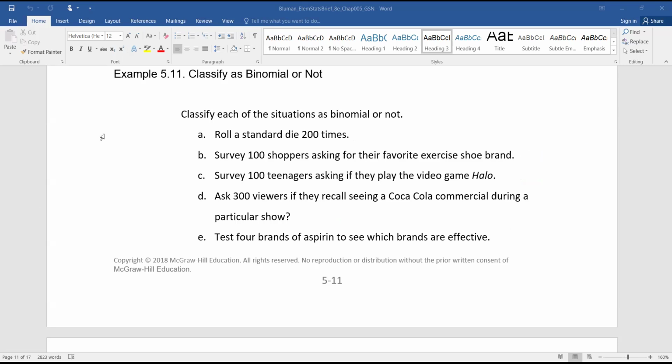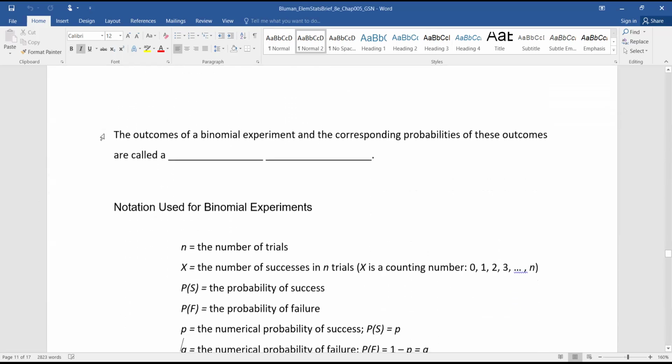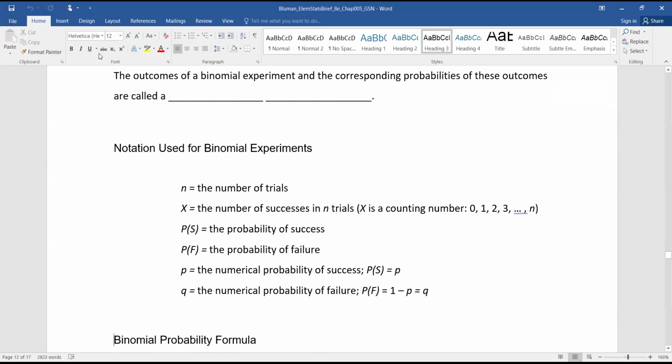All right. And again, it gave you some spots there for the solution. Here it says the outcome of a binomial experiment and the corresponding probabilities of these outcomes are called a binomial distribution.